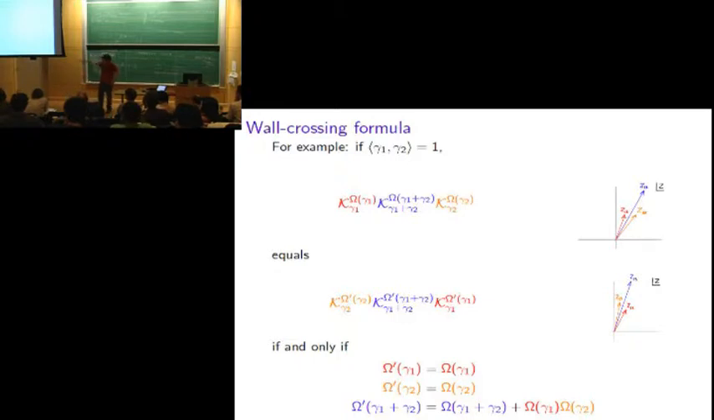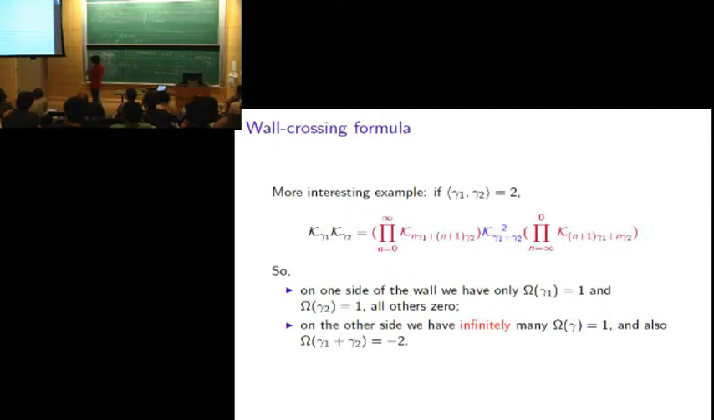OK, that doesn't seem very exciting. Why would you get so interested in that wall-crossing formula? So a more interesting example of this business is what happens when the inner product equals 2. So then we can have this simple product, just k gamma 1, k gamma 2 on one side of a wall. And on the other side of the wall, that becomes rewritten as this enormous infinite product of stuff.